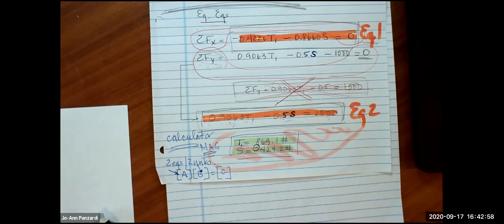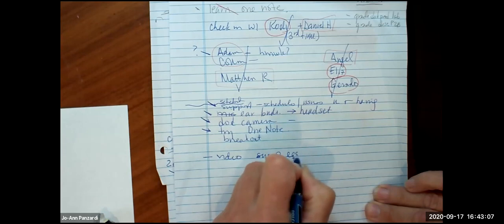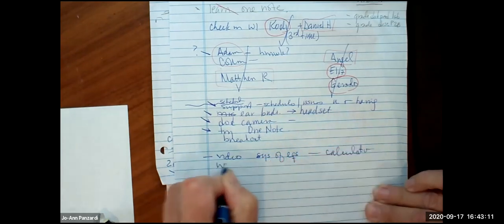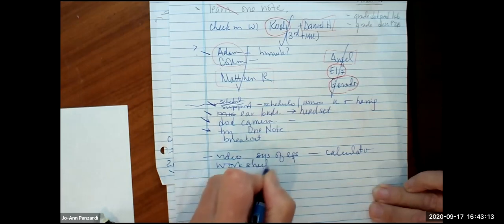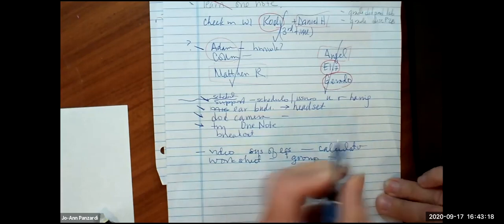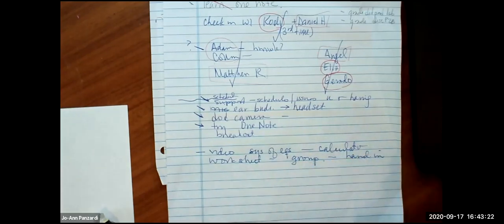So today, one thing for me is I'm going to make a video on solving systems of equations with the calculator. And I'll also create a worksheet that can be a group worksheet where you're having the same calculators, and then you'll submit it. You'll hand it in by a submission. Okay?